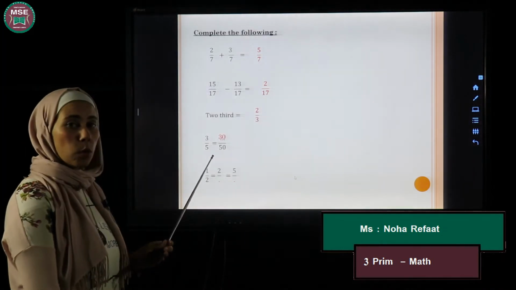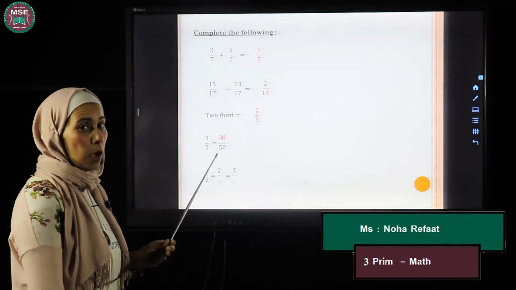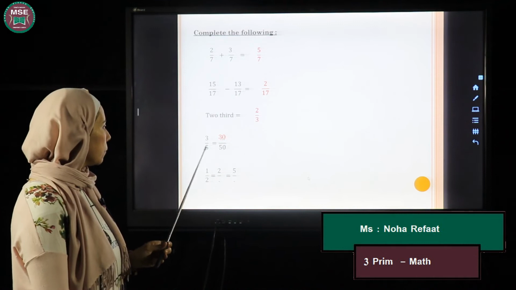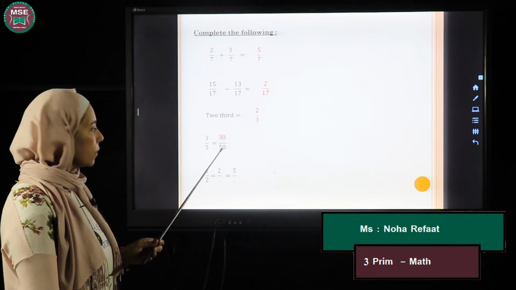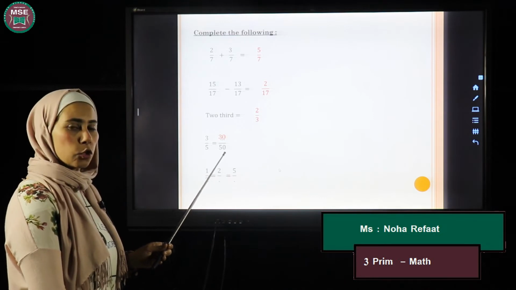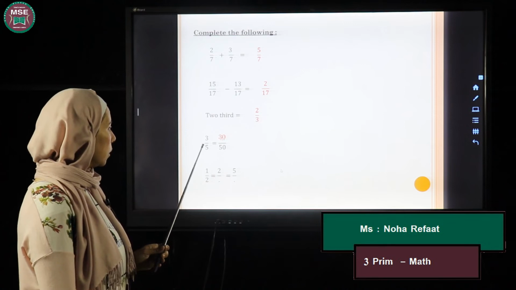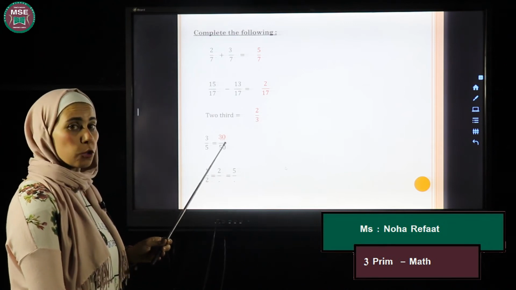Here we have equivalent fractions. For equivalent fractions, we have one rule: what we do up, we do down. 3/5 equals how many 50ths? What are we going to do here? The 5 becomes 50, so we multiplied by 10. We have to multiply by 10 up and down. When we multiply the 3, it becomes 30.